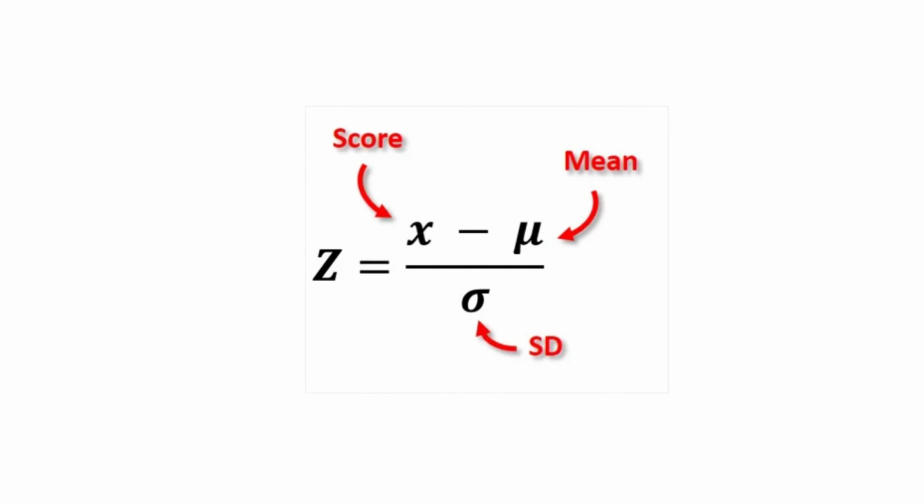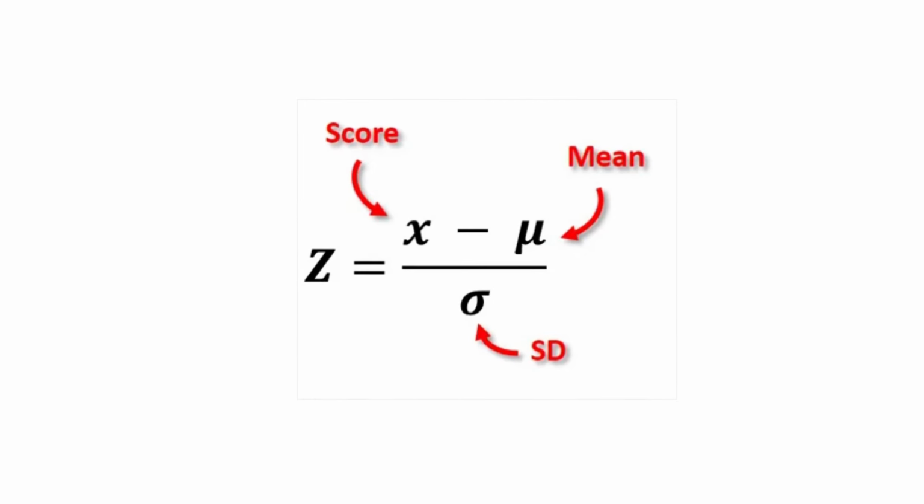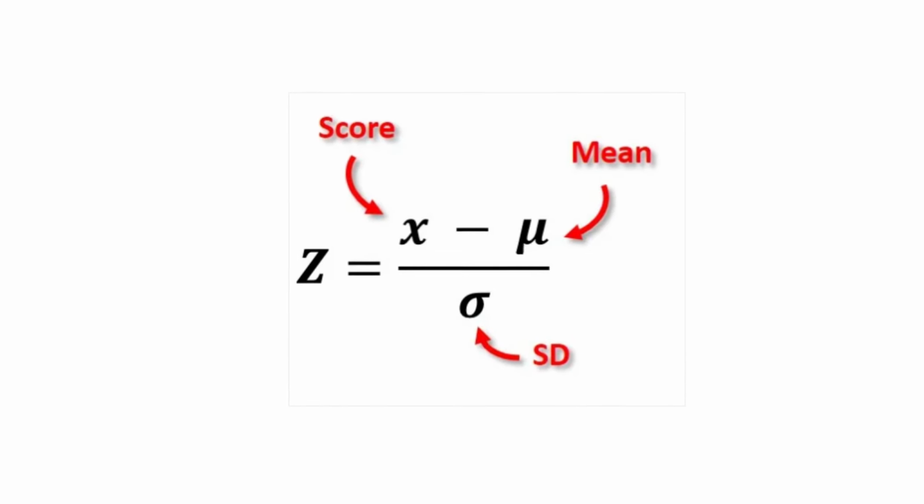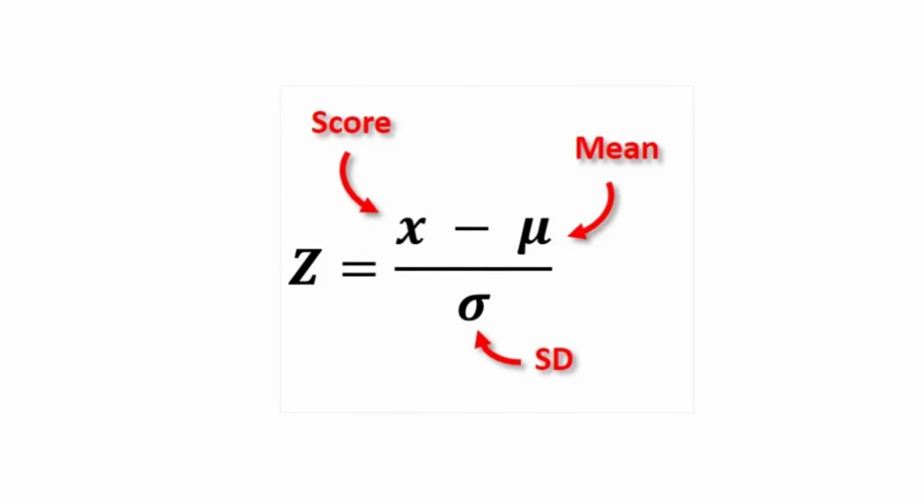So the question is, how do you convert the raw scores x of a normal distribution into the standardized z-scores z of a standard normal distribution? And that is where the formula comes in. Now the formula is z, which is the standard z-score, is equal to x minus mu divided by sigma. Where x in this case represents each of the raw scores, mu represents the population mean, and sigma represents the value of the population standard deviation.